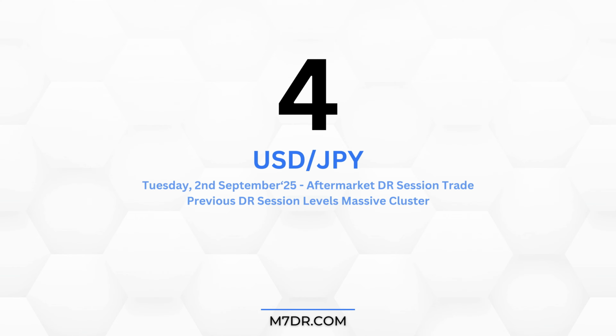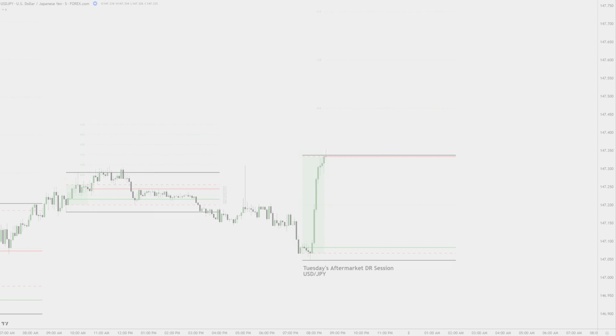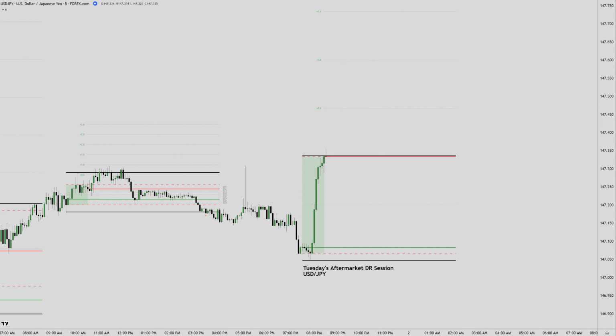And lastly, US dollar Japanese yen's huge cluster of previous DR session levels. Last one for today. Tuesday's aftermarket DR session on the US dollar versus the Japanese yen. Even though I recommend not to trade the aftermarket defining range session because it's the foundation for the day and gives valuable information for both the overnight and regular DR session, it still can be traded, especially with pairs like the US dollar versus the Japanese yen, which tend to have more volatility during the aftermarket trading hours.